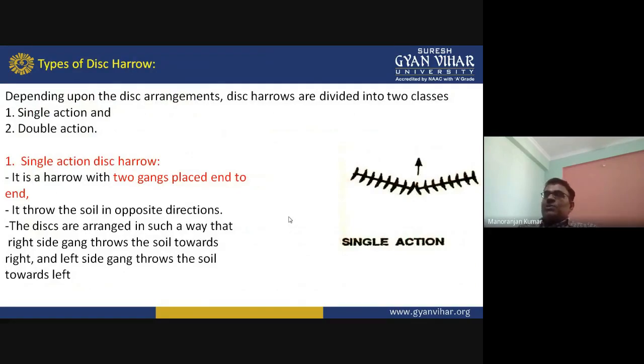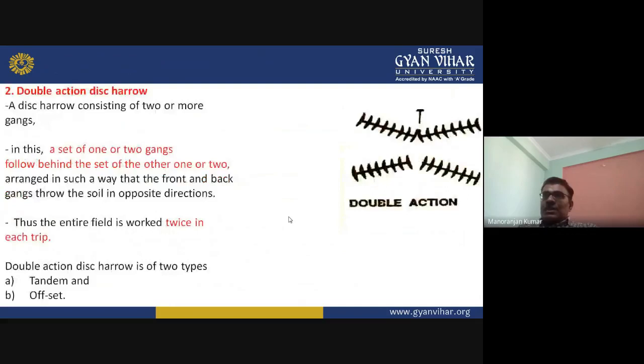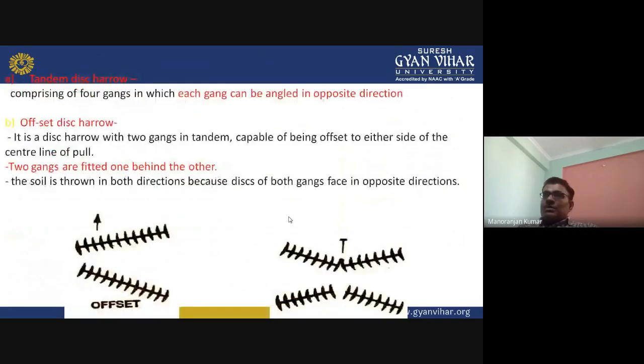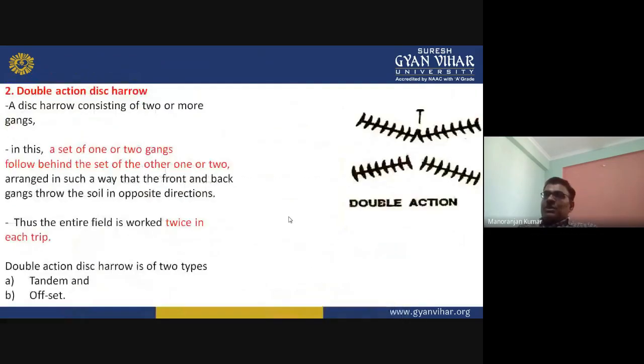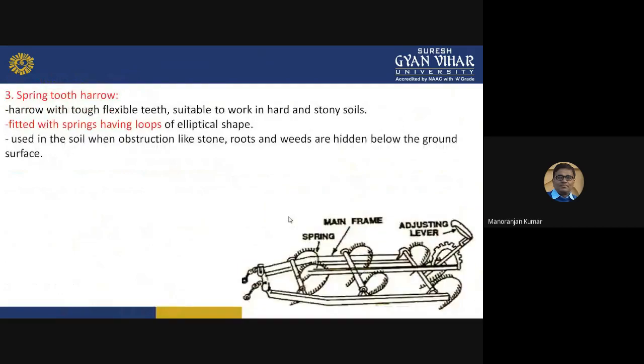We have also seen the types of disc harrow. Generally, two types of disc harrow are there: single action and double action. In the single action, in each trip, the work is completed one time. But in the double action, in each trip the work is completed twice. Again, we have seen the different types of double action disc harrow, that is, the tandem and offset. Also we have seen the different types of harrow.